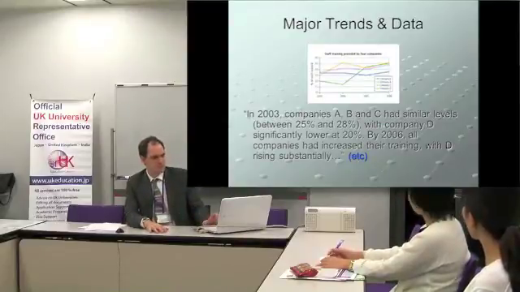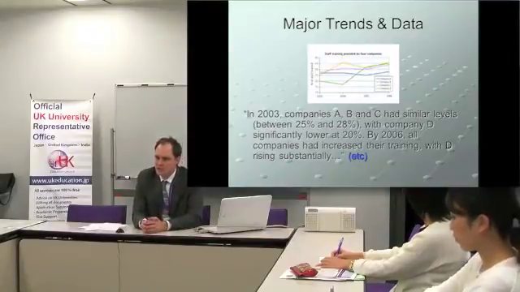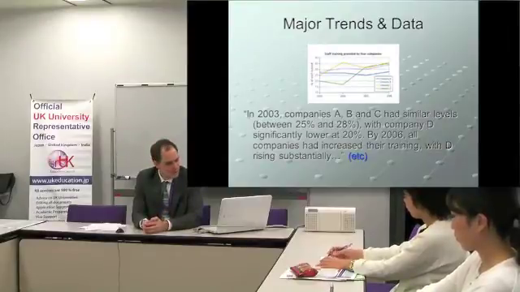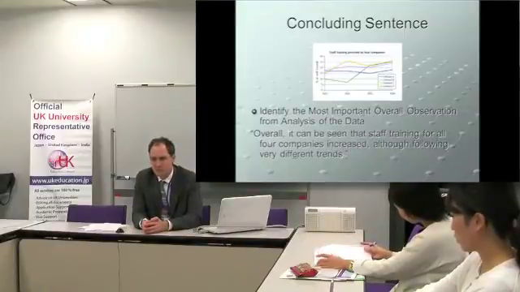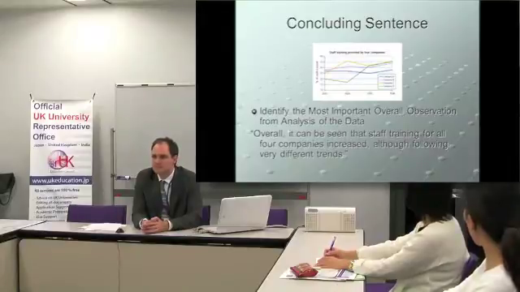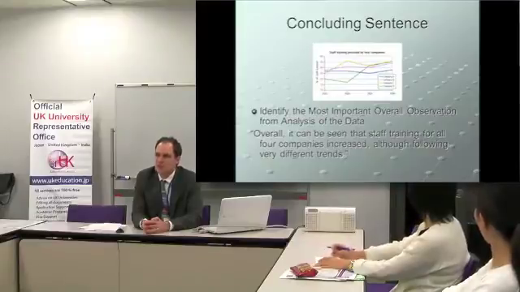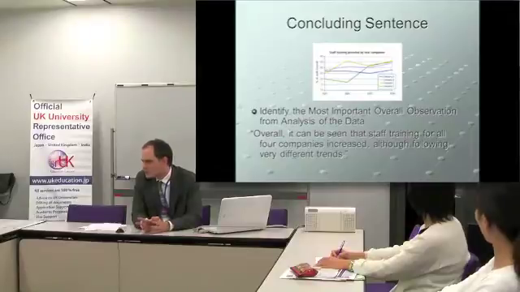Okay. The last one then, the concluding sentence. In a task 1, this identifies the most important overall observation. It says, overall, it can be seen that staff training for all 4 companies increased, although following very different trends. Okay, which is quite true, because they did all increase, but, as we've already said, not in the same way. Okay? Does anyone have any questions about task 1?